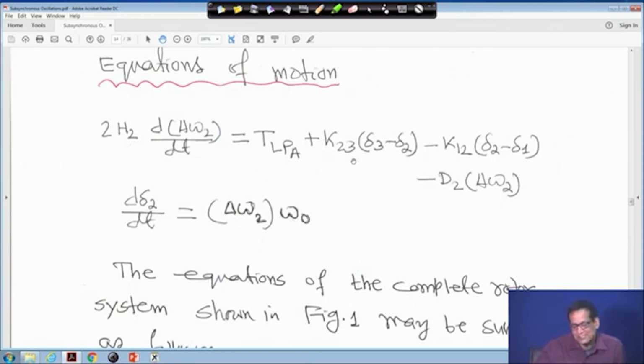This type of equation we have already derived, and here you are considering several separate subsections. So you have to write your equation of motion like this. These two are input torques, then minus K12 (delta 2 minus delta 1) is the output torque, and this was damping, minus D2 into delta omega 2, and this is your d delta 2 by dt is equal to delta omega 2 times omega 0.